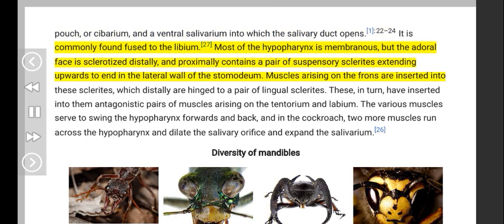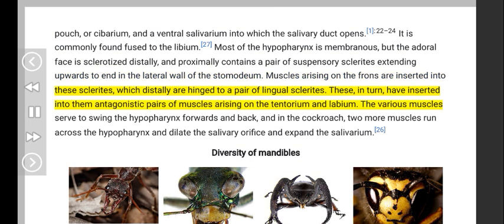Most of the hypopharynx is membranous, but the oral face is sclerotized distally, and proximally contains a pair of suspensory sclerites extending upwards to end in the lateral wall of the stomodaeum. Muscles arising on the frons are inserted into these sclerites, which distally are hinged to a pair of lingual sclerites. These, in turn, have inserted into them antagonistic pairs of muscles arising on the tentorium and labium. Various muscles serve to swing the hypopharynx forwards and back, and in the cockroach, two more muscles run across the hypopharynx and dilate the salivary orifice and expand the salivarium.